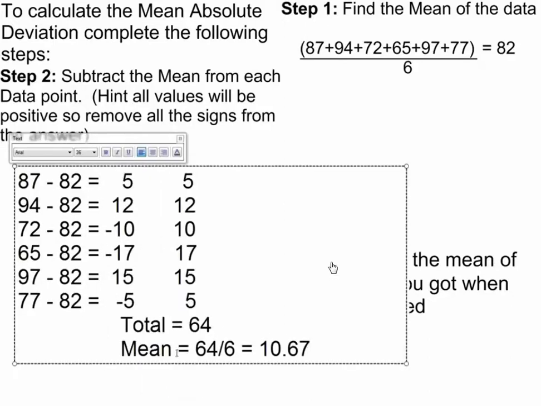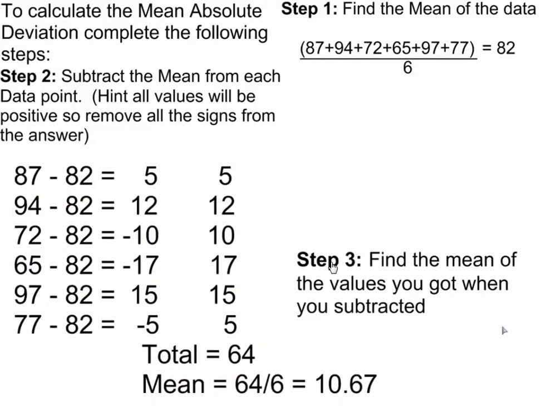That's the mean absolute deviation. The closer that number is to 0, the more consistent the data is. One way to get it to be 0 is if the numbers are the exact same. So, for instance, if the mean was 82 and all 6 numbers were 82, the mean absolute deviation would be 0 in that case. So the closer it is to 0, the better off it's going to be.